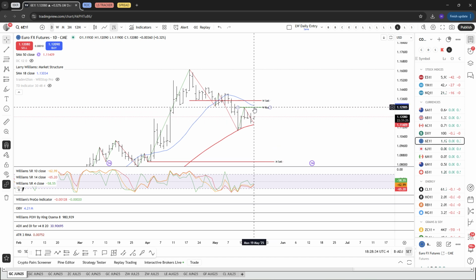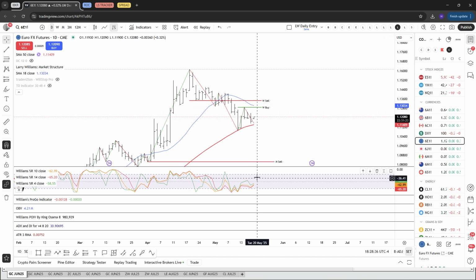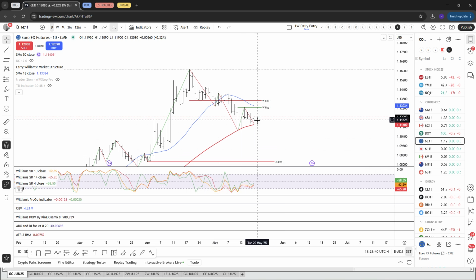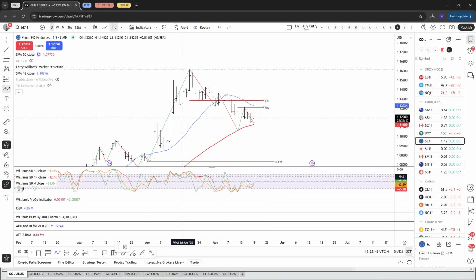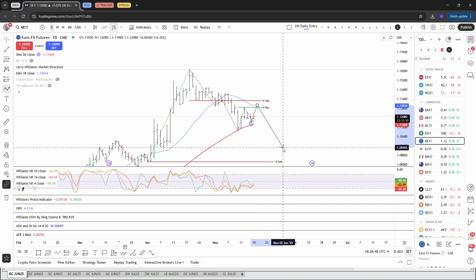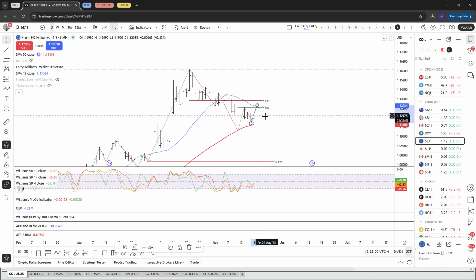So I would be looking to sell at the low of the day that closed overbought on the %R. That's a classic Larry Williams pattern. It's called the bump and run. So you see price trade up into the 18 MA. Everybody thinks that this trend is starting to change. We're getting bullish, and then we just continue the trend down. So that's what I'm looking for.